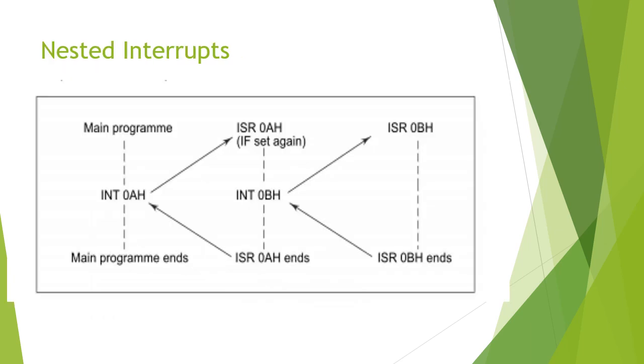There can be nested interrupts also. You have your main program, and from there, suppose you encounter an interrupt of type 0AH, it will go to the interrupt service routine for that interrupt type. It will execute that, and you may encounter another interrupt within that interrupt service routine, which in this case is of type 0BH. The control will go to that interrupt service routine, and once it is finished, it will come back to your interrupt service routine of 0AH, and once this is finished, it will finally come back to the main program.